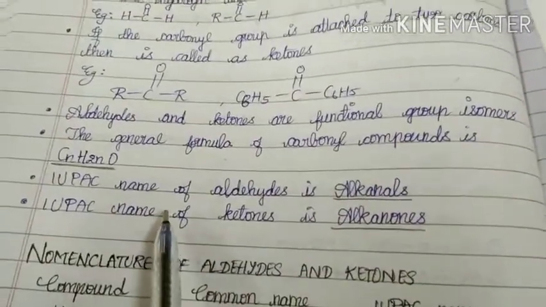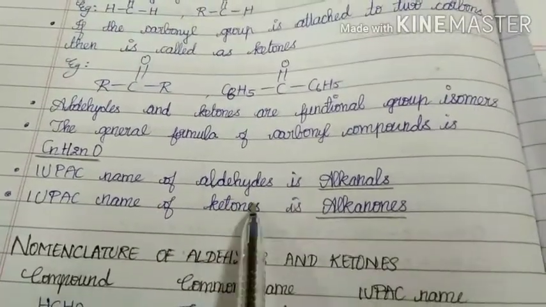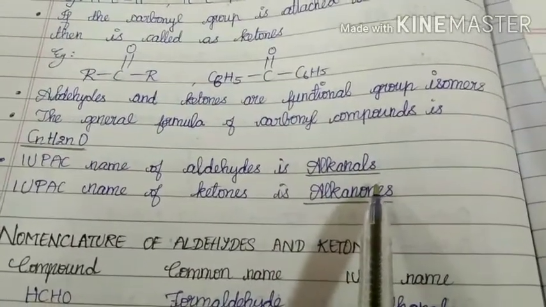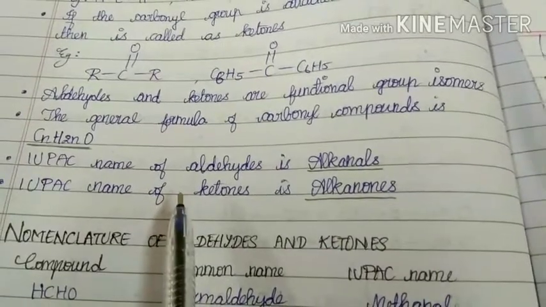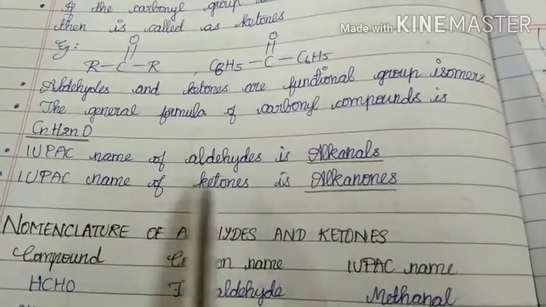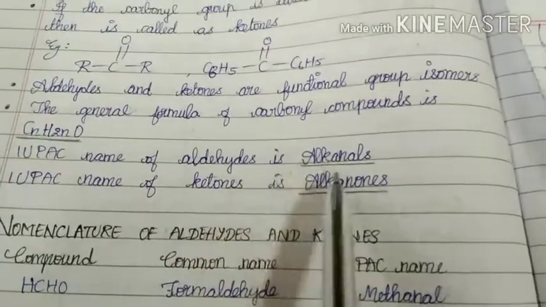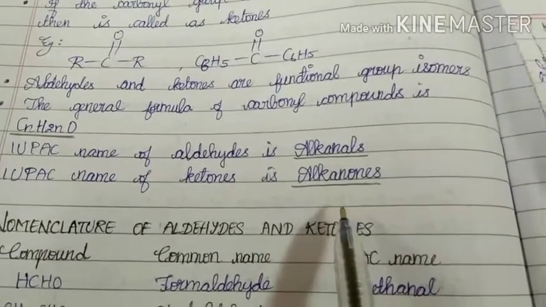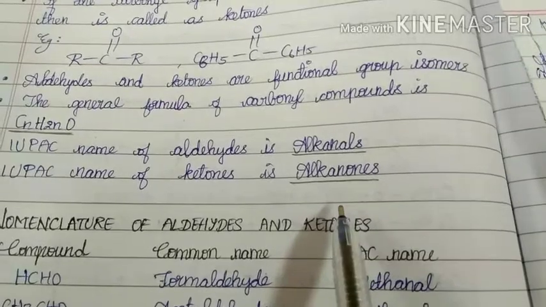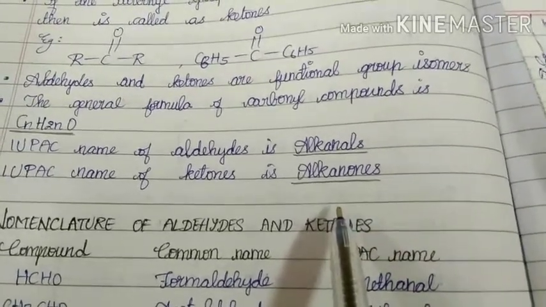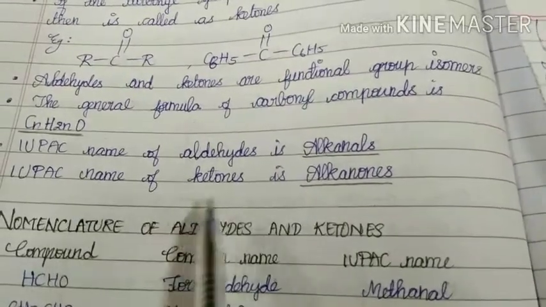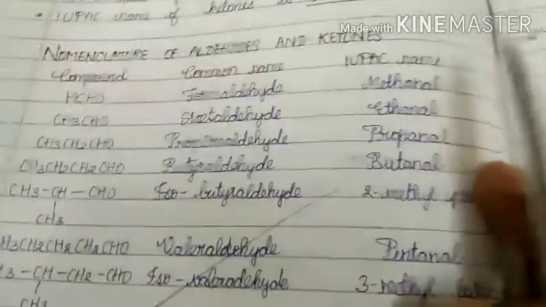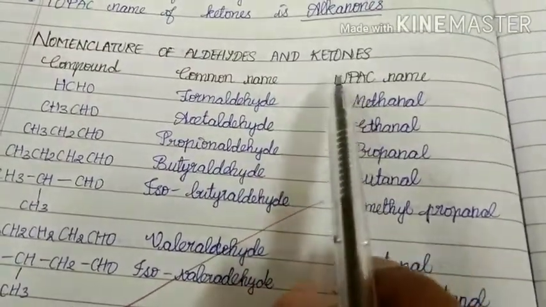Next, IUPAC name of aldehydes. The IUPAC name of aldehydes is alkanal. Like ethanal, propanal, butanal, we give names for aldehydes. What about ketones? Alkanones. Like butanone, propanone, pentanone, we give IUPAC names for ketones. So the general IUPAC name for ketones is alkanone, and in case of aldehydes, alkanal.